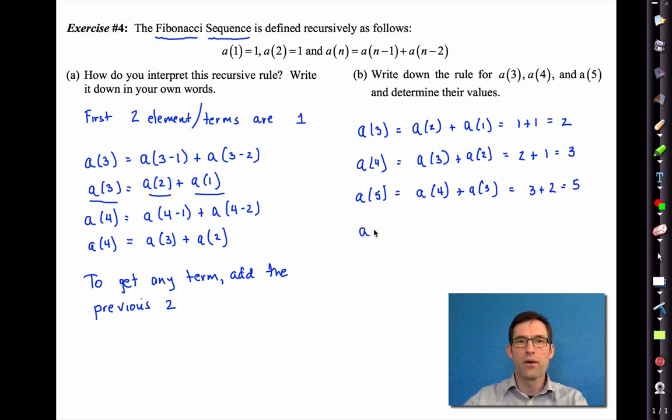Let's do one more. I know I didn't ask for it, but A of 6 would be A of 5 plus A of 4, which is 5 plus 3. And that gives us 8. The Fibonacci sequence. Okay, one of the most famous recursively defined sequences. All right, I'm going to clear all this out, so copy down what you need to.